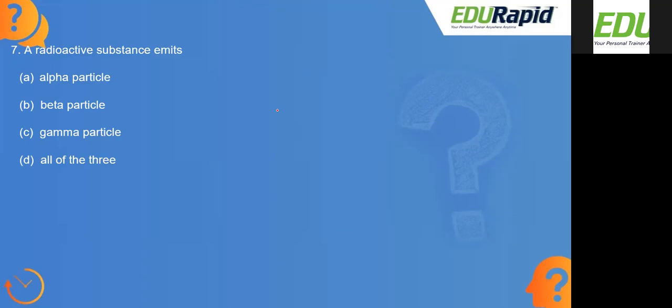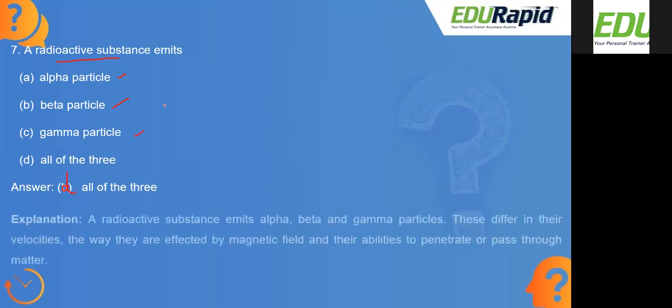Okay, let us look at the answer now. As I was telling you in the beginning itself, a radioactive substance can emit all three rays: alpha rays, beta rays, as well as gamma rays, right? So the right option here is option D, all of these. It can emit all three: alpha particles, beta particles, as well as gamma particles.